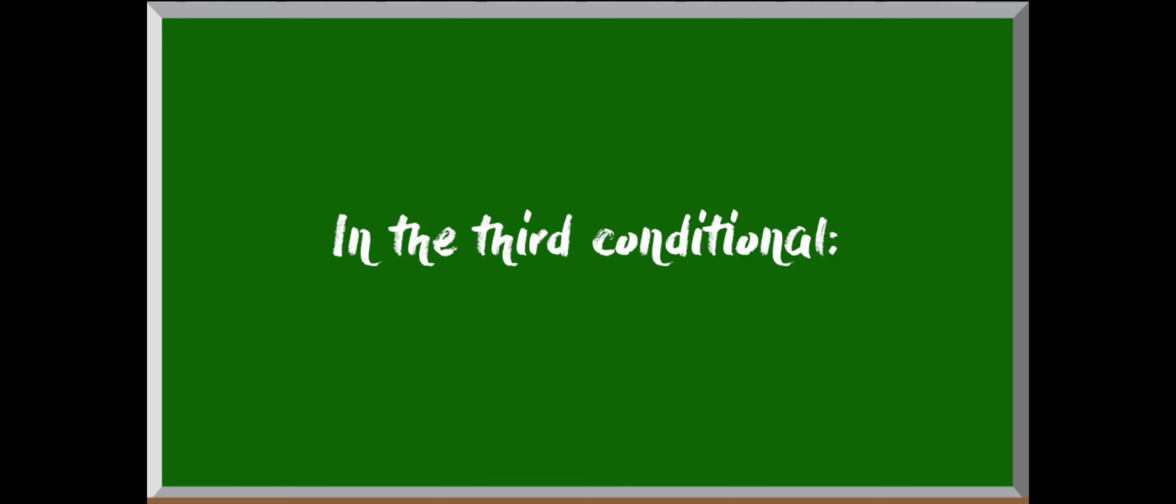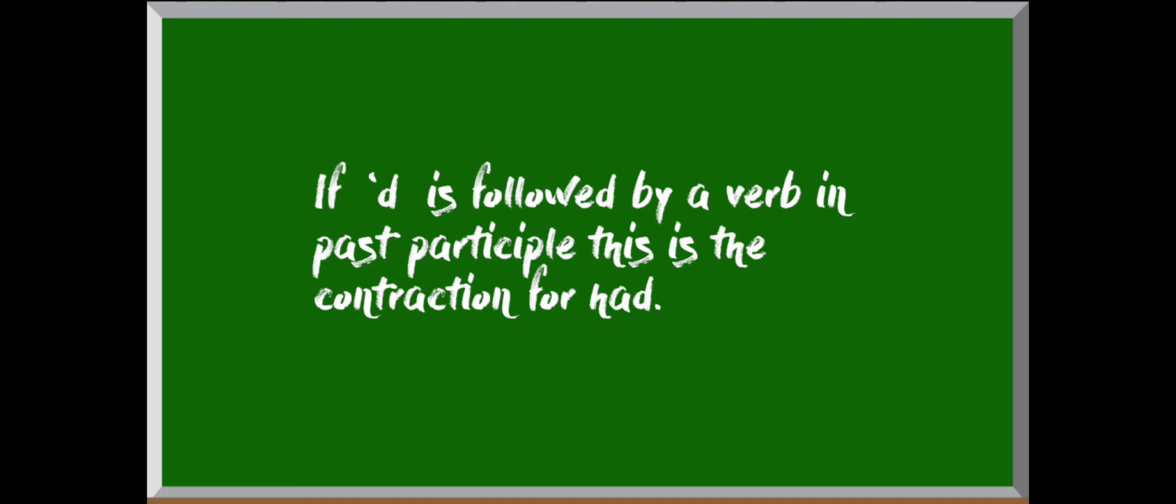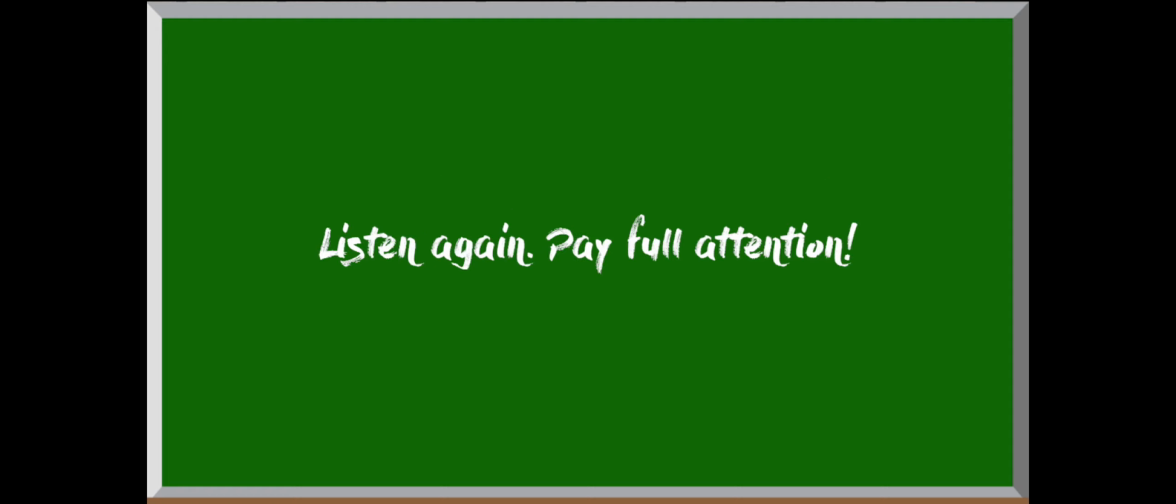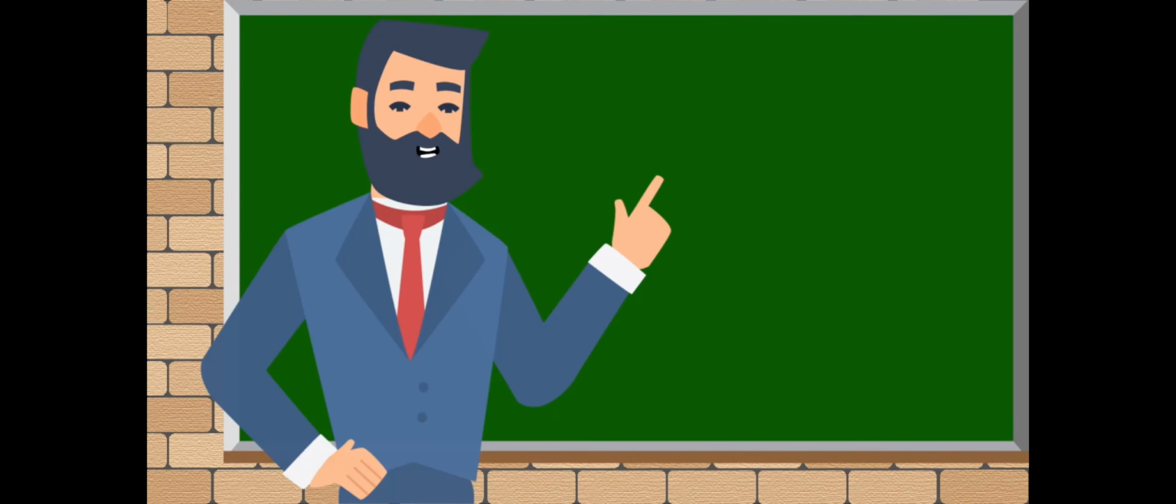In the third conditional, if apostrophe D is followed by a verb in past participle, this is the contraction for had. If D is followed by have and after that a verb in past participle, this is the contracted form of would. Did you catch it? Listen again. Pay full attention. This time, I'm sure you were able to catch the contractions and the difference of the meaning.